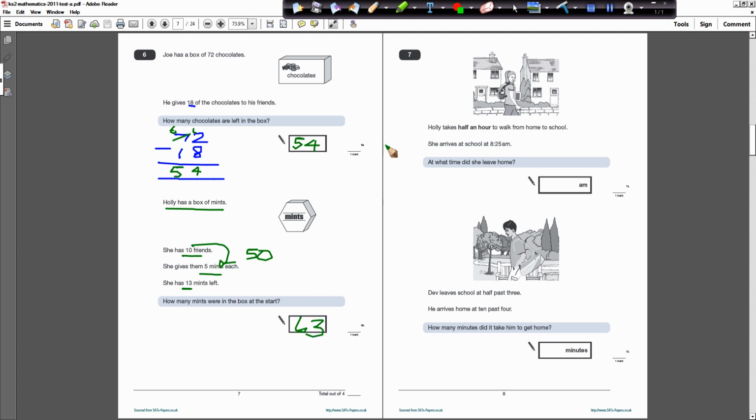Finished. Holly takes half an hour to walk from home to school. She arrives at school at 8:25. What time did she leave home? So she left home not at 8 o'clock, but at 7:55.